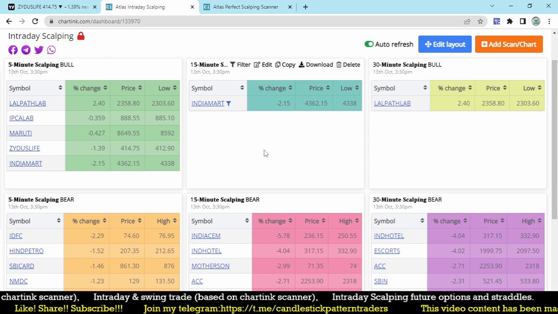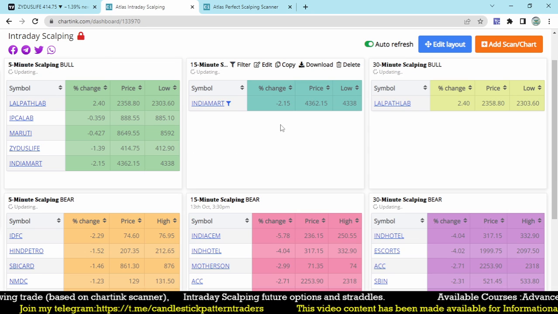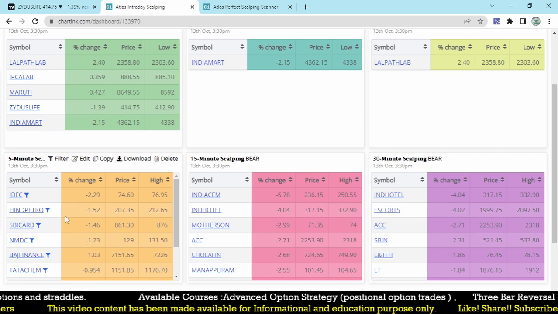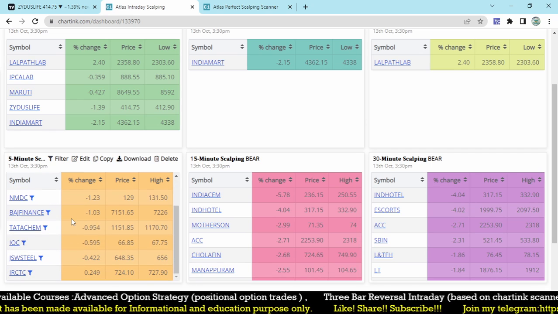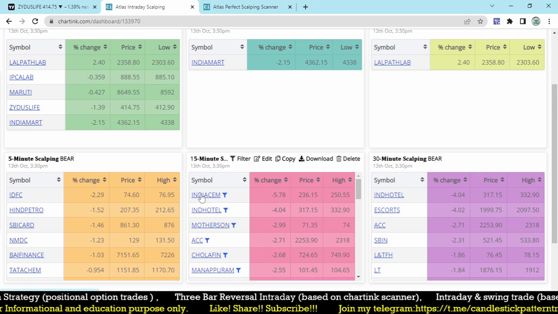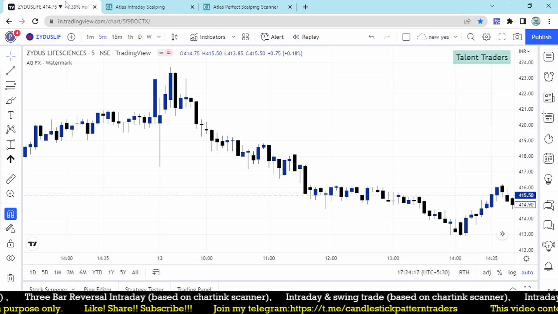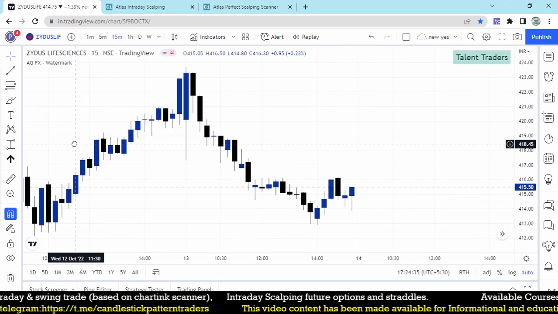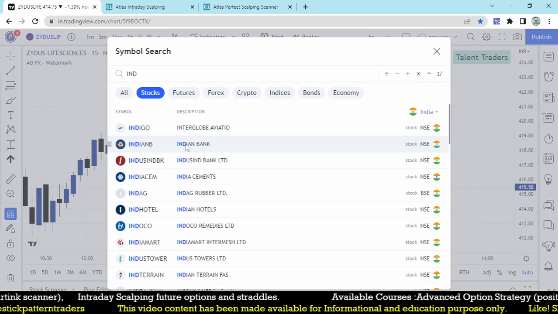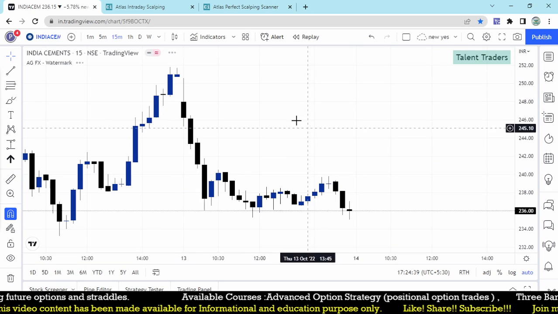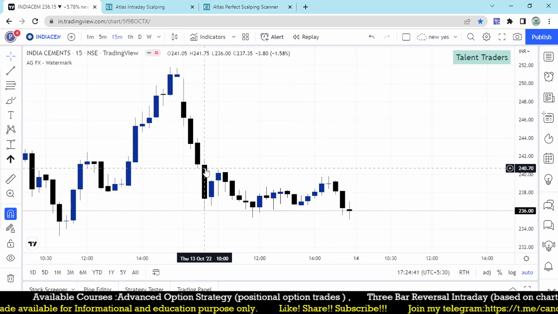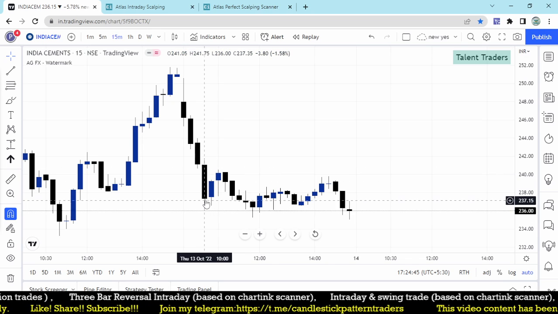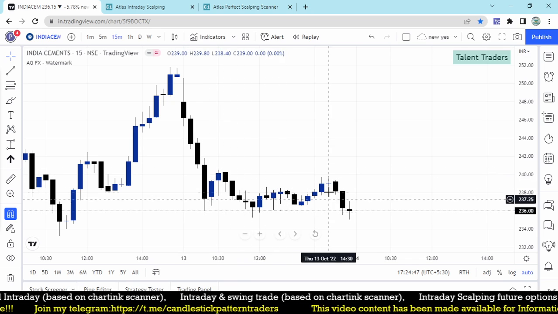But today the overall market is going negative, and let's look at how many stocks are down on the 15-minute and 5-minute charts. Most of the stocks are going down. Here you look at India Cement, Hindu Hotel and Motherson Sumi on 15 minutes. All of them are going down after the first 3 bars, and then breaking down around 240.7. In the next candle it moves, and it was very flat after that.